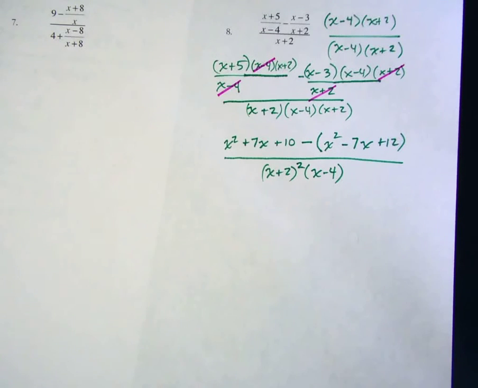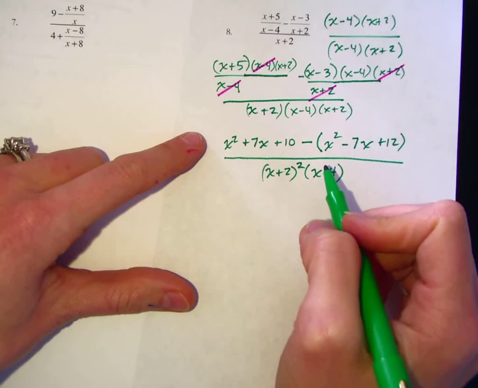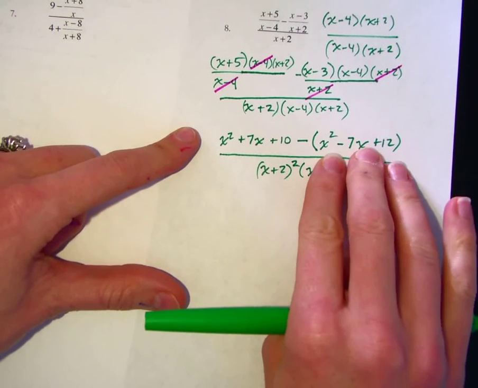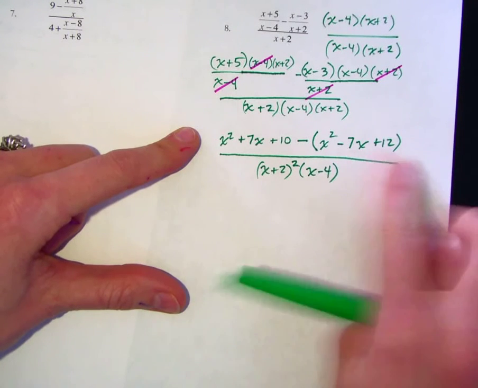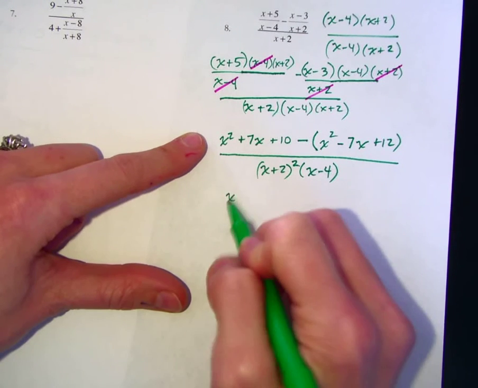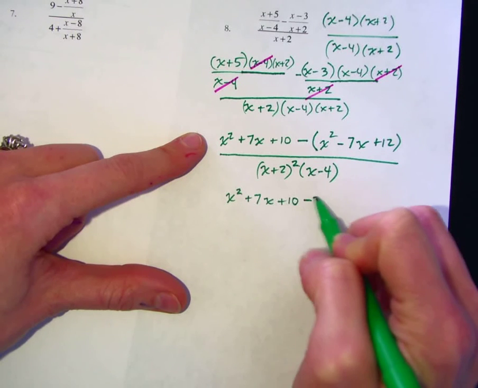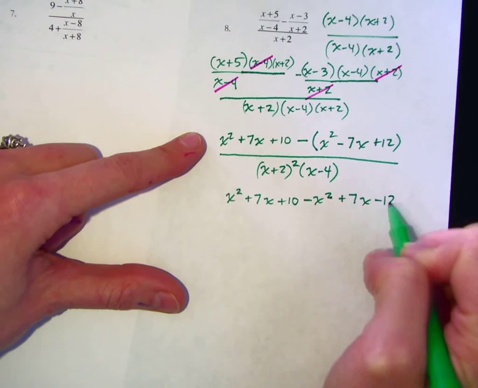All right, what are we going to need to do on top now? Distribute the negative. How is that going to change this trinomial? It's going to change all the signs. Perfect. So we get x squared plus 7x plus 10 minus x squared plus 7x minus 12.